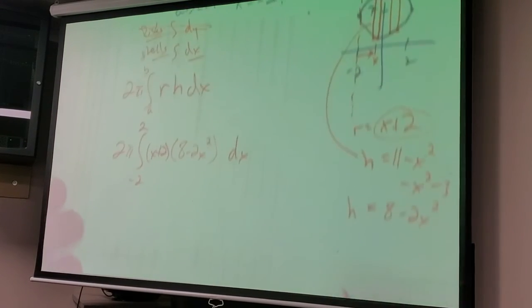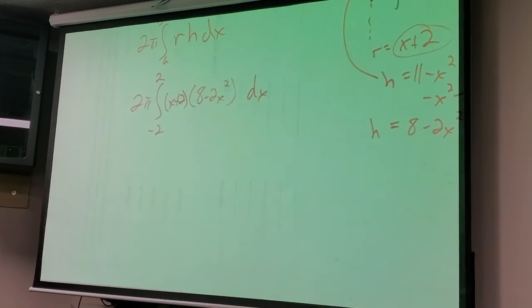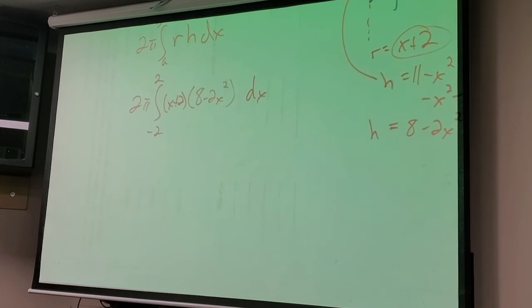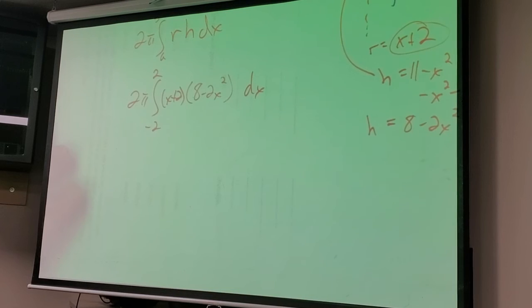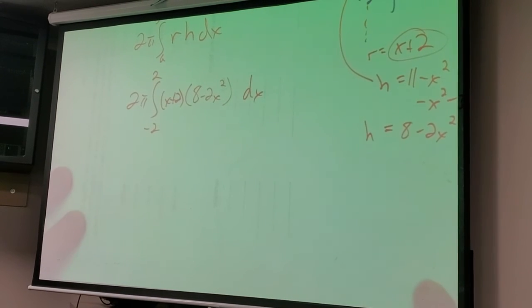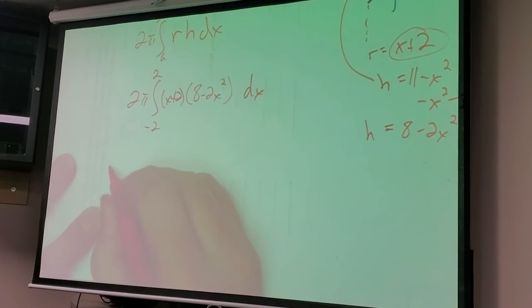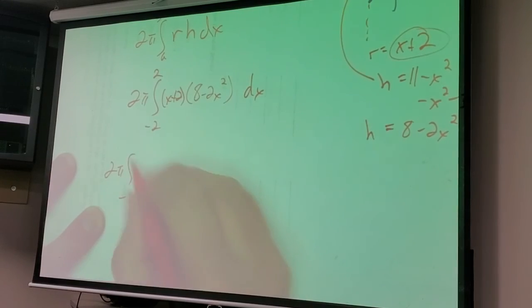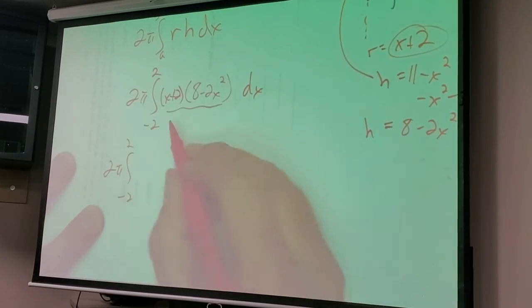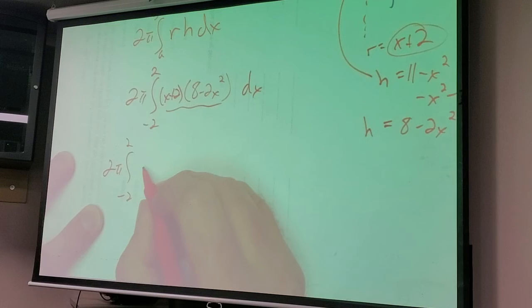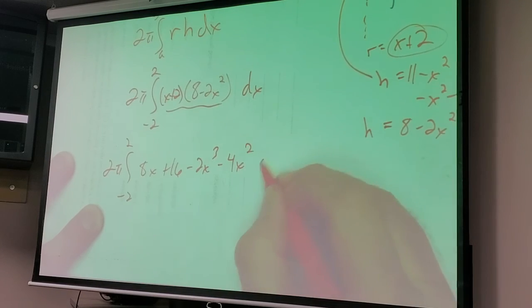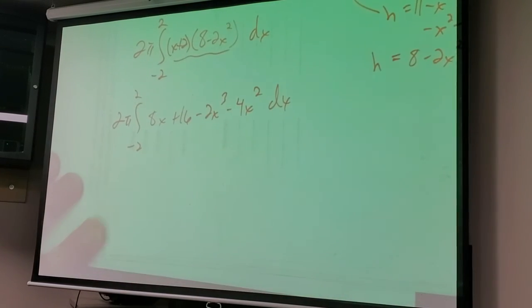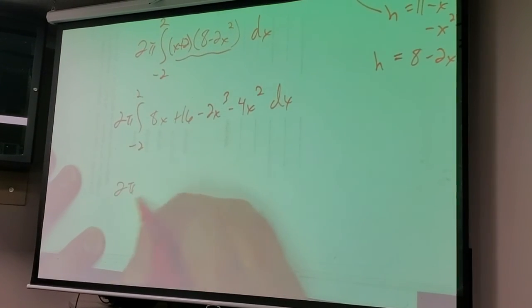Now I've got my integral set up. Did I forget anything? Let's see. No. Okay. This is relatively nice, right? What do I do to do this? FOIL, distribute. Same thing. So we get 8x plus 16 minus 2x cubed minus 4x squared. All right. Not bad at all. 2 pi.